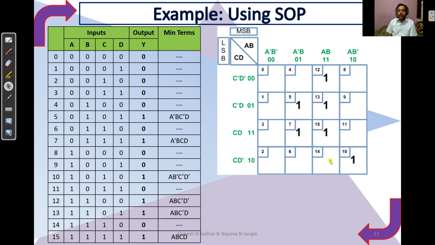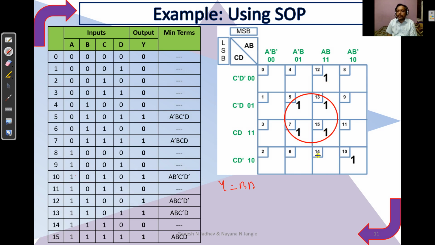Now we will try to make groups of 4. A group of 16 is not possible, a group of 8 is also not possible, so only groups of 4. Yes, this 4 can be grouped together. For this, the non-changing variables are D and B, so I can write this output term as BD, for the first term.